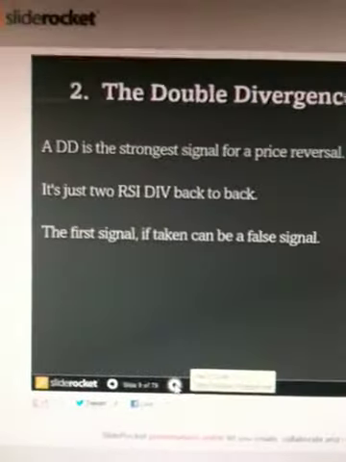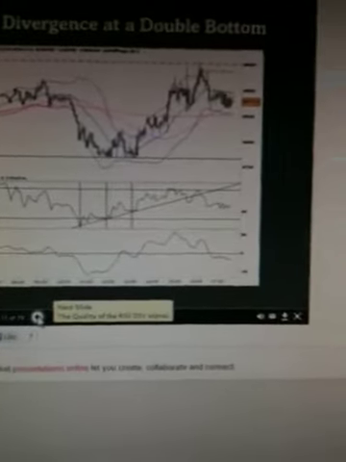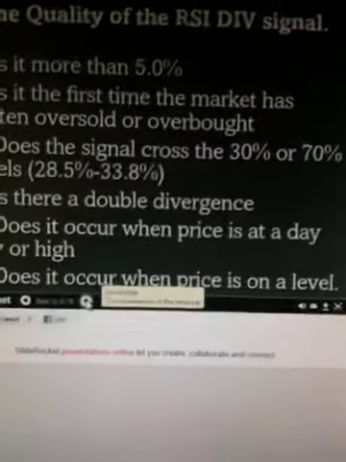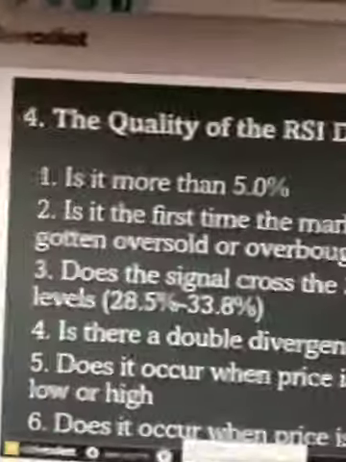Double divergences are strong signals. Look, when you have price making a lower low, that's 1, 2, you have RSI making a higher high, that's the double divergence. It's the strongest signal for a price reversal. I like double bottoms, bullish divergence, but a double divergence and the second half is a double bottom. That's high probability. So it's combining the double bottom with the double divergence. So when it's more than 5%, it has an edge.